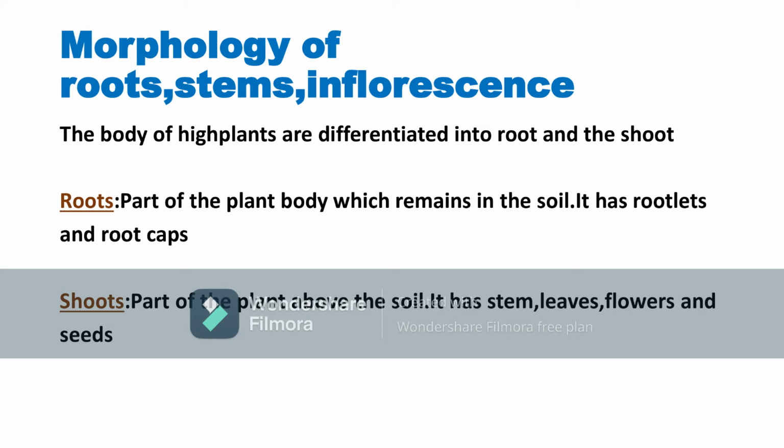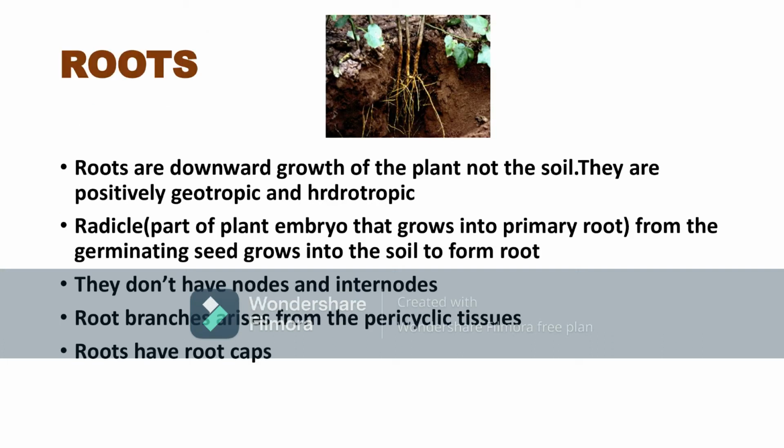The body of higher plants is differentiated into root and shoot. Roots are parts of the plant body which remain in the soil. They have rootlets and root caps. Shoots are the parts of the plant which grow above the soil. A shoot has stem, leaves, flowers and fruits. Roots are the downward growth of the plant into the soil. They are positively geotropic and hydrotropic.